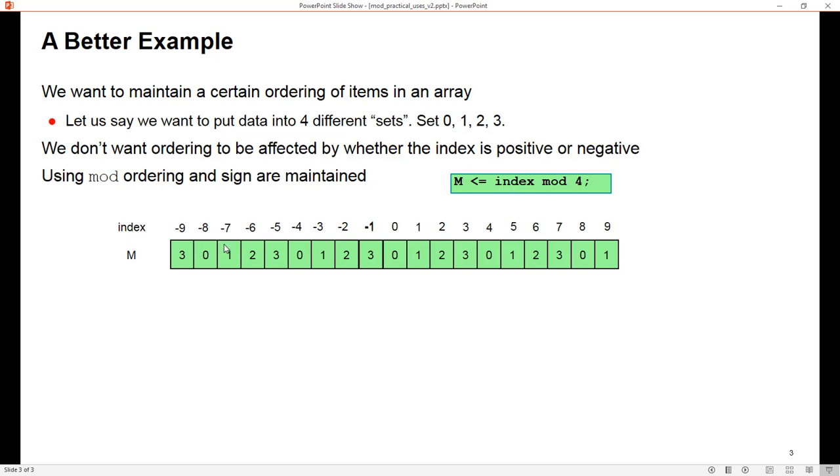Okay, so if I were to plot this out from a negative index value to a positive index value, what we can see, this pattern here, 3, 0, 1, 2, 3, this repeats consistently through the boundary of going from negative to positive. So that might be a useful thing to do.